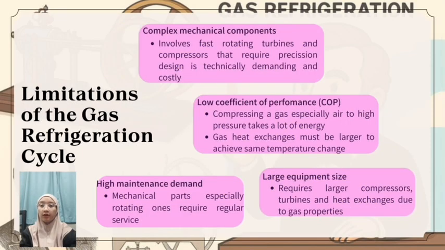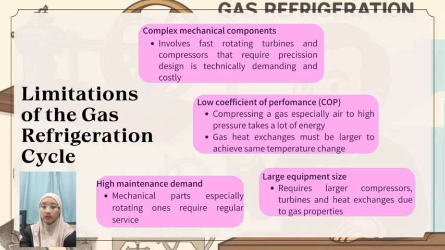applications. So now, let's look at the limitations of the gas refrigeration cycle. First, gas refrigeration systems use complex mechanical components such as fast rotating turbines and compressors. These components need precise design, making the system more technically demanding and expensive to build.